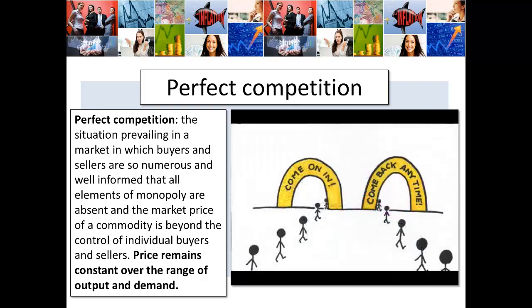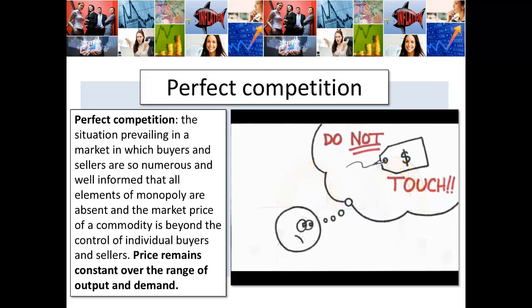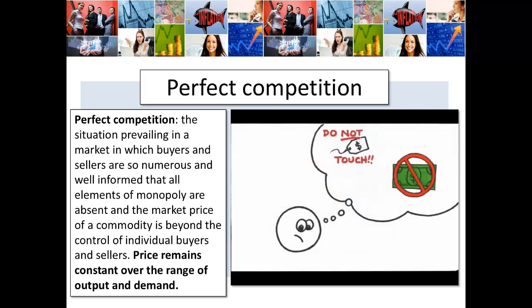Four, easy entry and exit. Because firms can enter and exit the industry at will, long-term profits will be affected, but we'll get to that in just a bit. For the individual firm owner, the combined effect of these characteristics is that he or she has no power to control price and will earn zero economic profit in the long run.